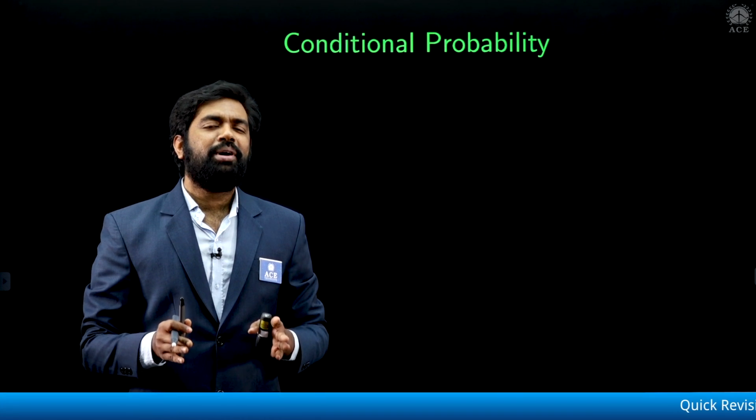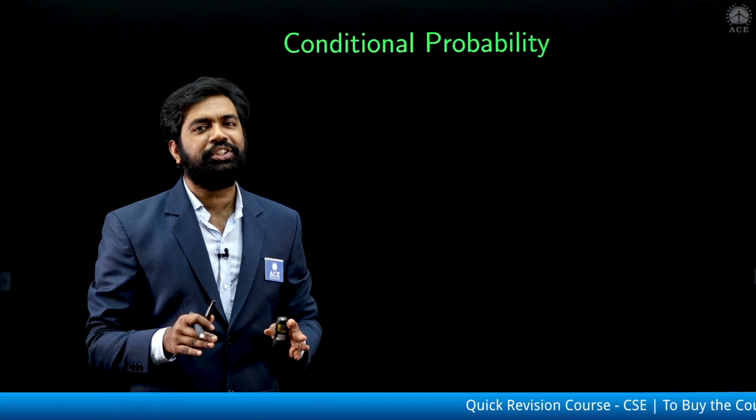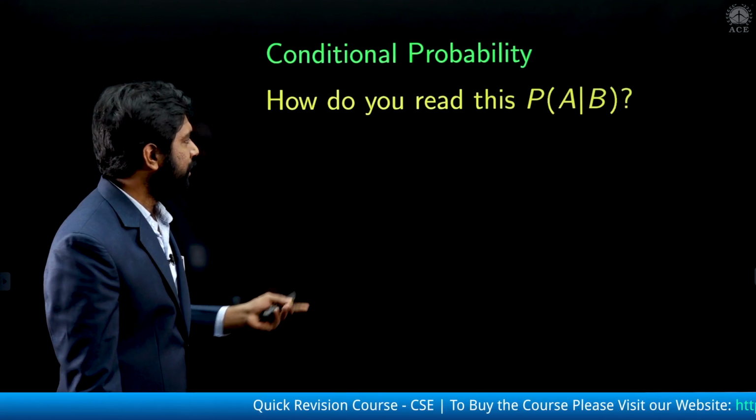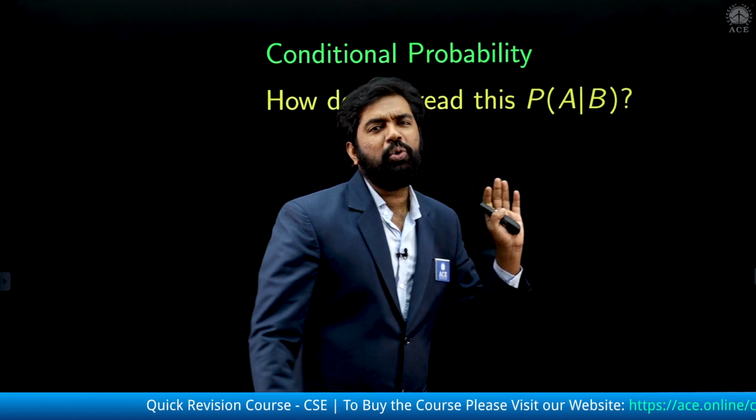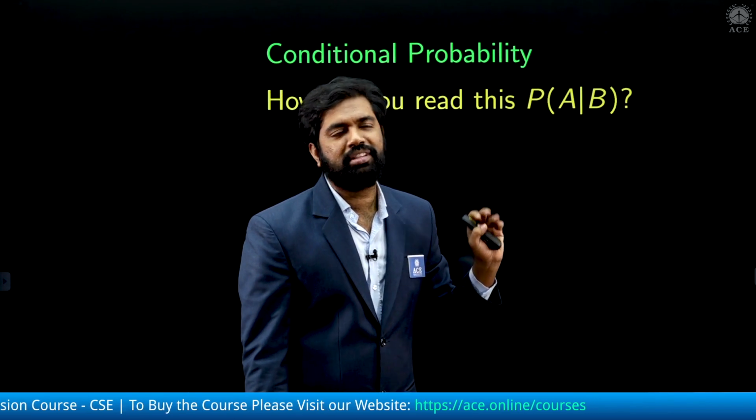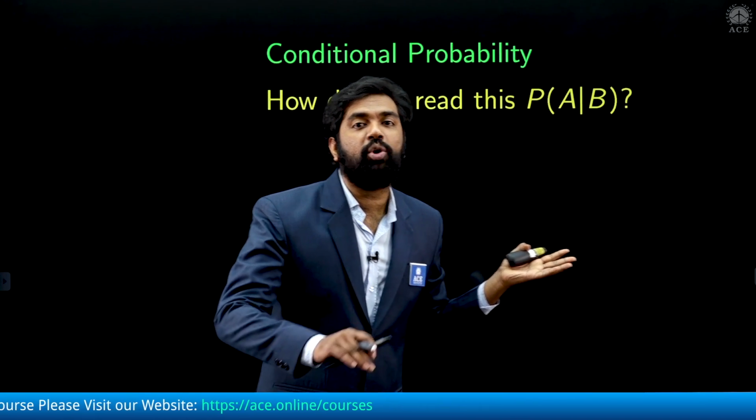So we are going to discuss what conditional probability is. Let me start this discussion with a question. How do you read this particular probability? How do you people read this? Now, some students read this as the probability of A by B. Some students read this as the probability of A given that B has already occurred.